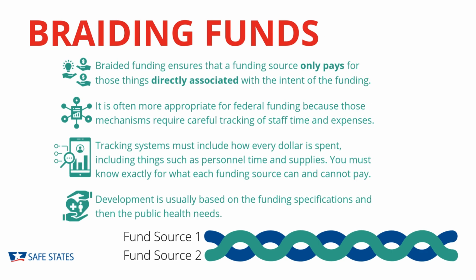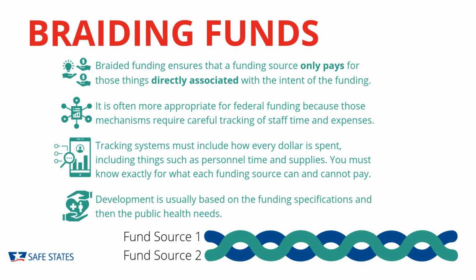Braided funding involves multiple funding sources with careful accounting of how every dollar from each funding source is spent. The term braiding is used because multiple, initially separate funding sources are brought together to pay for more than any one funding source can support. These funds are then carefully identified so the program can report to funders how the money was spent.